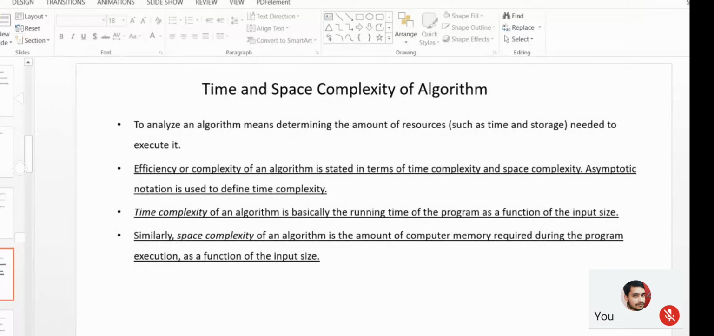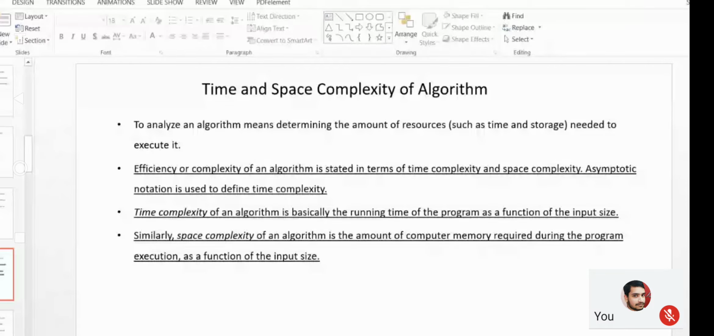Do you know what? If you open any book of data structure or algorithm, you can see that all the authors are basically focusing on time complexity rather than space complexity. Do you know why? Because the price of CPU or processor is much more than the price of space or RAM. That's why our main objective is to reduce the time of an algorithm.